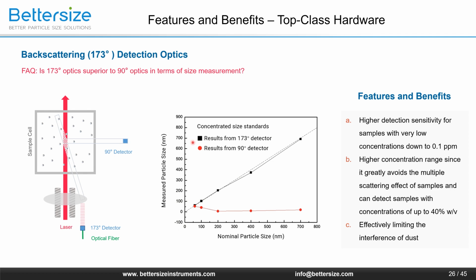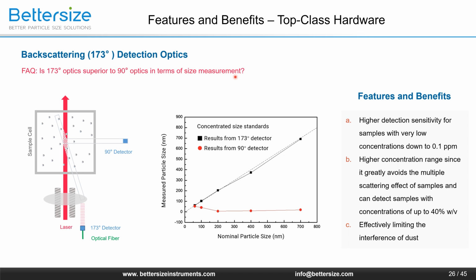There is an important 173-degree optics in the BeNano 180 Zeta Pro to enable backscattering detection technology. A common question that people usually have when they are conducting measurements is, is 173-degree optics superior to 90-degree optics in terms of the size measurement? The simple answer will be yes, in the cases where high sensitivity and high concentration range is essential.